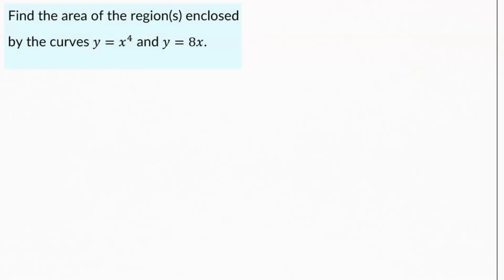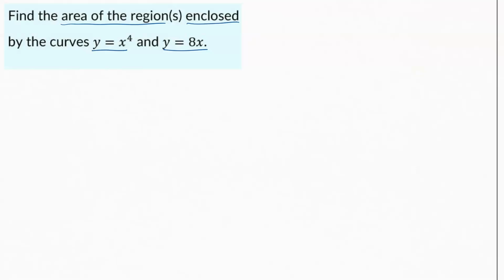This is a classic example where they want us to find the area of the region enclosed by two given curves. So in this situation, y equals x to the fourth and y equals 8x. I will tell you this, the better you know your families of graphs, your standard equations going into a test, the happier you will be, because you want to have a sense of what these graphs look like.